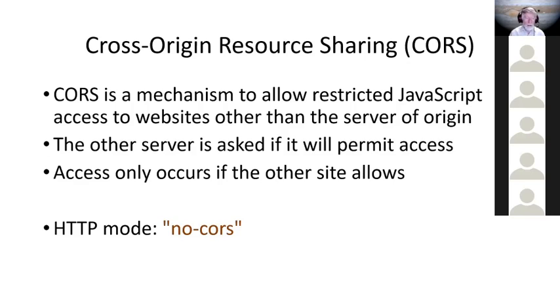Now, I've been experimenting with this. I've written a bunch of experimental programs to try to go out to other websites. There's an HTTP option called mode, and you can set the no-CORS mode, which is supposed to say, don't bother with this CORS stuff, we'll just go. I wrote a program using fetch, and if I specified no-CORS, I could go out to a third-party website.